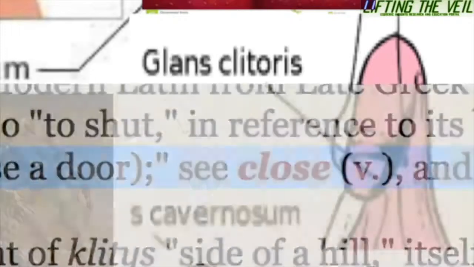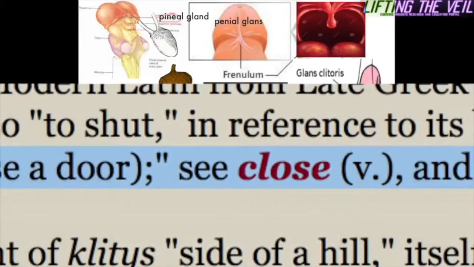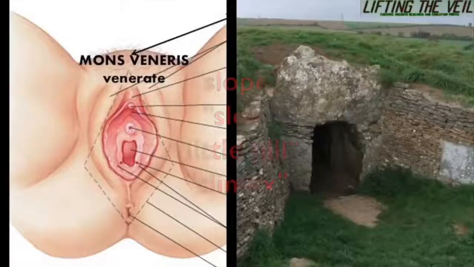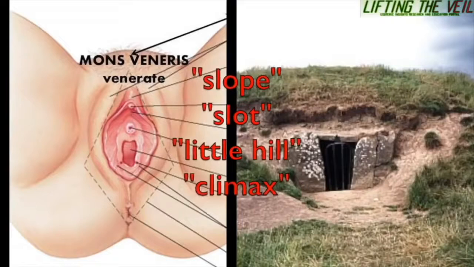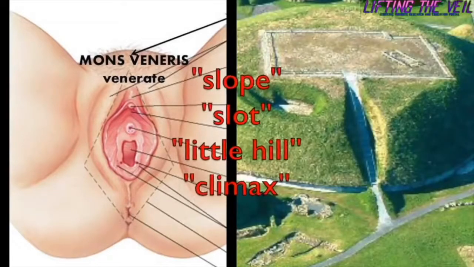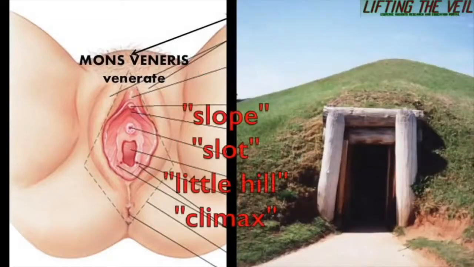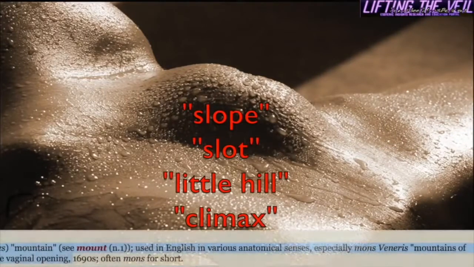Alternatively, perhaps related to Greek cleitus, a variant of clitus, meaning side of a hill, itself related to klinine, to slope. So this is exactly why the clitoris is located on the side of the hill, or in other words, on the side of the pubic mons, the pubic mound, the mons pubis. From the same root as climax, and with the sense of little hill.